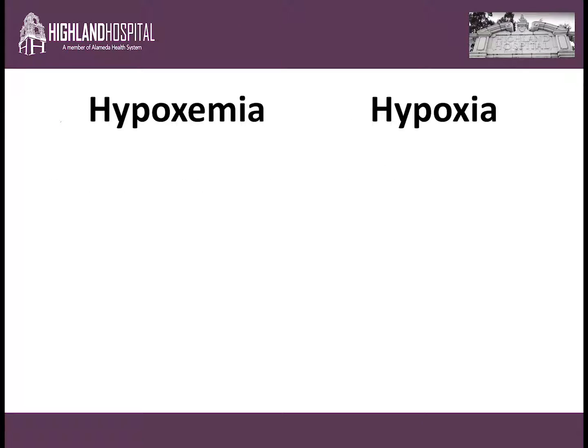So, to start, it's important to make sure we understand that hypoxemia and hypoxia are not synonymous. Hypoxemia is defined as a decrease in the partial pressure of oxygen in the blood, whereas hypoxia is defined by a reduced level of tissue oxygenation. It can be due to either defective delivery or defective utilization of oxygen by the tissues. Hypoxemia and hypoxia do not always coexist.